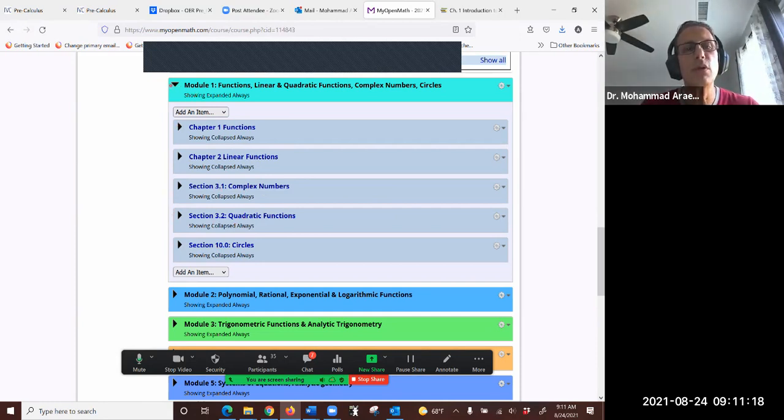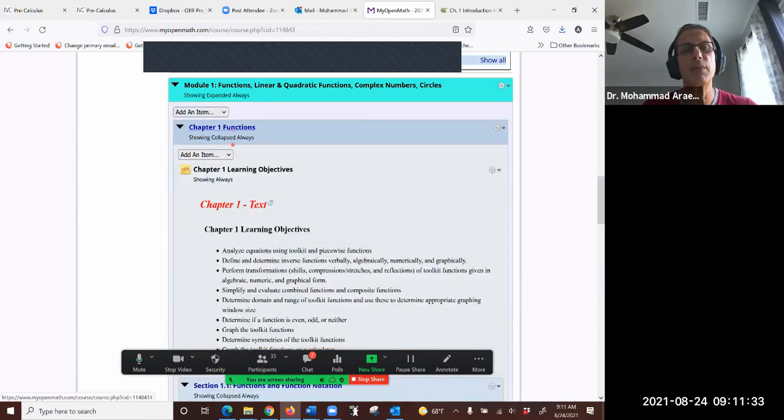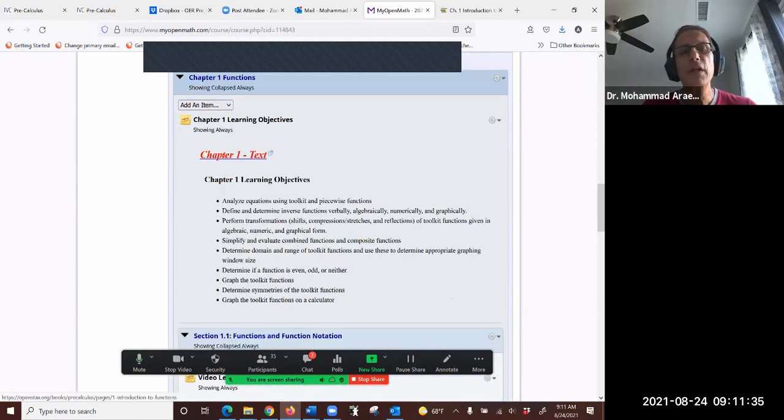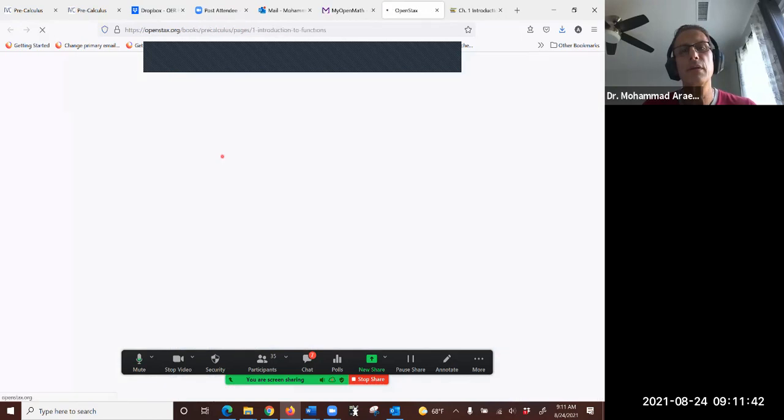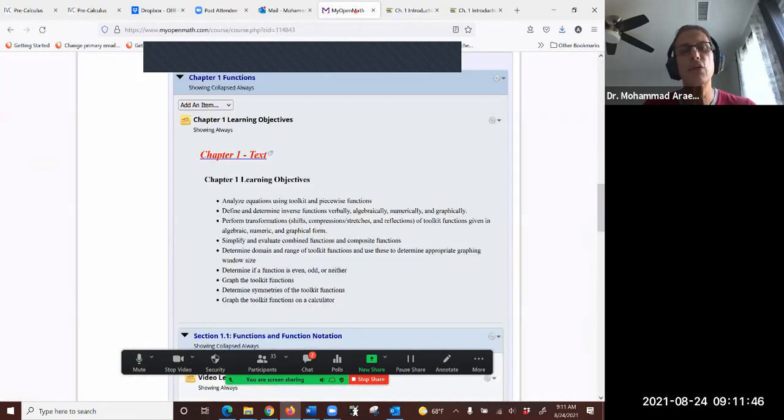So I'm going to close it one more time. For the first exam, this has to be done, which covers functions, linear and quadratic functions, complex numbers, circles. So when you open it up, starting with the first chapter, if you click on this, it takes you to the text. So if you are interested in reading, here's the text part.